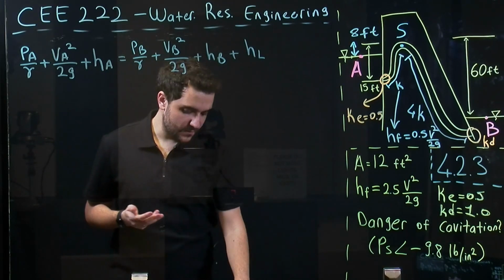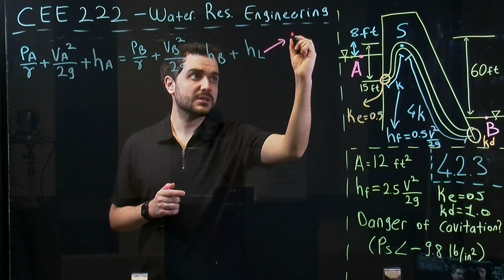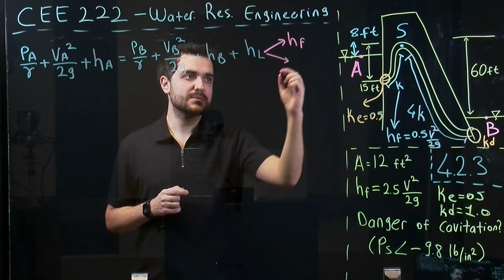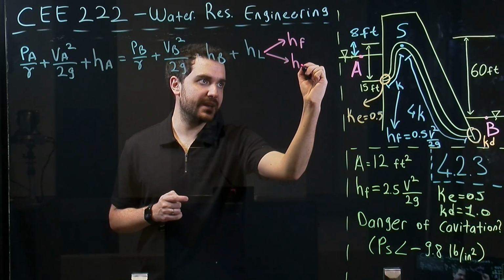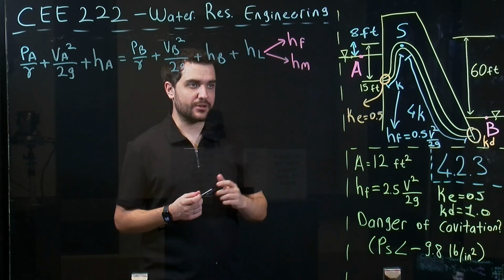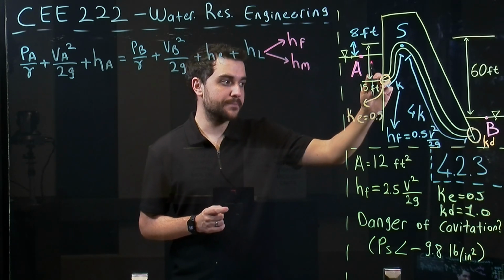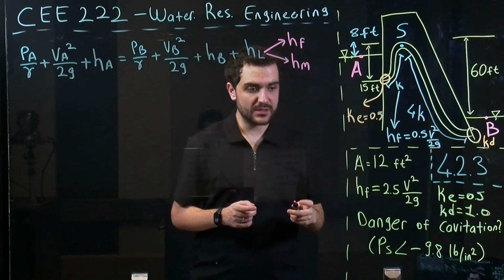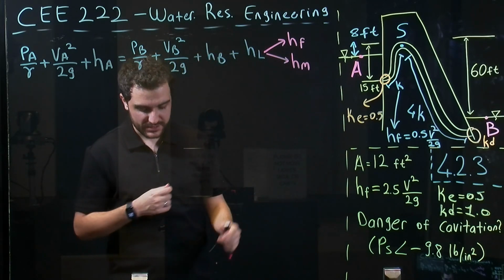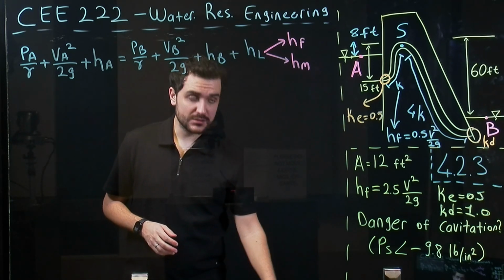So basically we have two different losses. The first one is HF, and the other one is minor loss, and let me say H minor. And for this minor loss, as I mentioned, we have entrance to pipe and leaving the pipe losses, and other minor losses are neglected for this question.